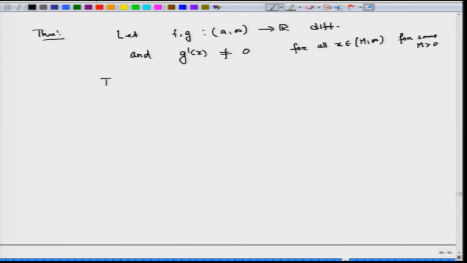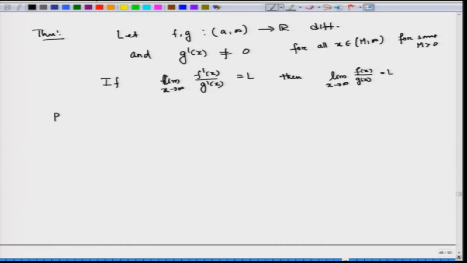So, if the limit as x goes to infinity of f prime of x by g prime of x is equal to L, then the limit as x goes to infinity of f of x by g of x is also going to be equal to L.